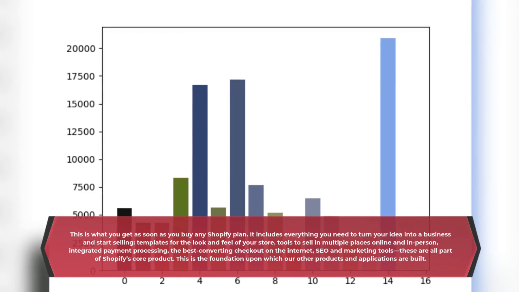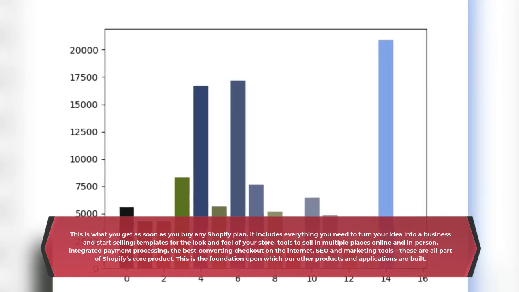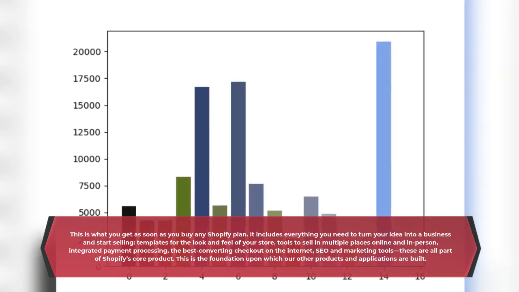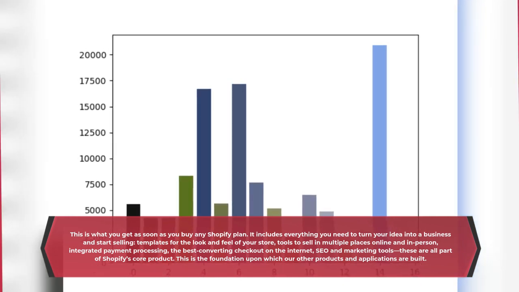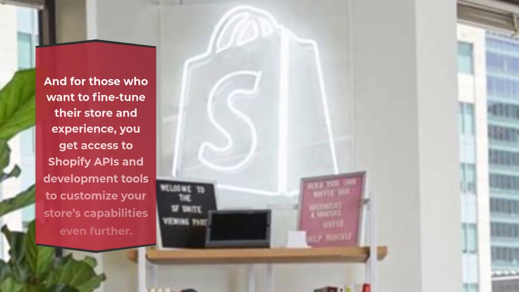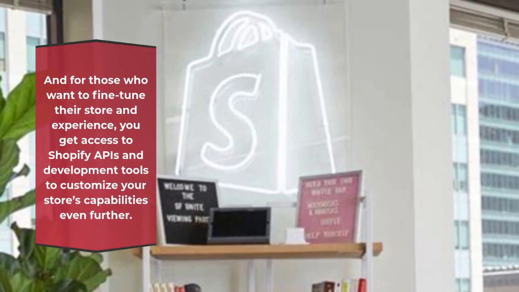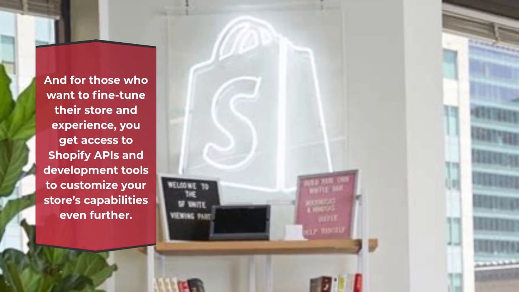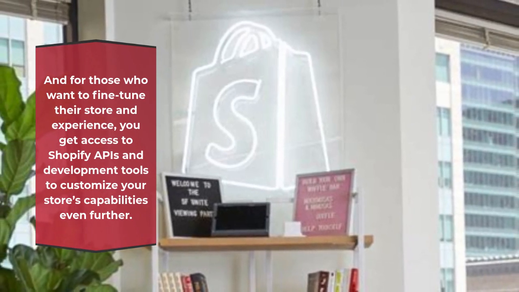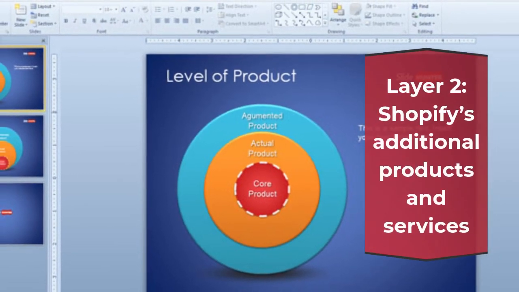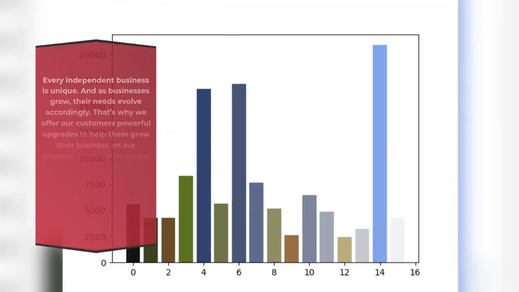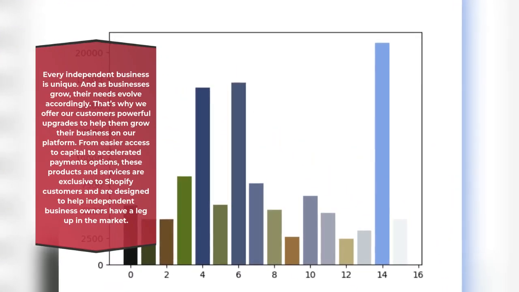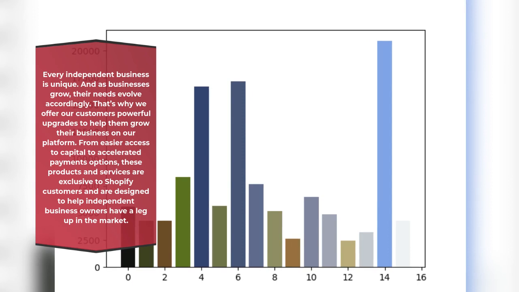Layer 2, Shopify's additional products and services. Every independent business is unique. And as businesses grow, their needs evolve accordingly. That's why we offer our customers powerful upgrades to help them grow their business on our platform. From easier access to capital to accelerated payments options, these products and services are exclusive to Shopify customers and are designed to help independent business owners have a leg up in the market.